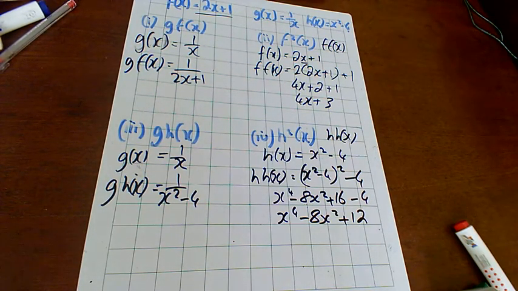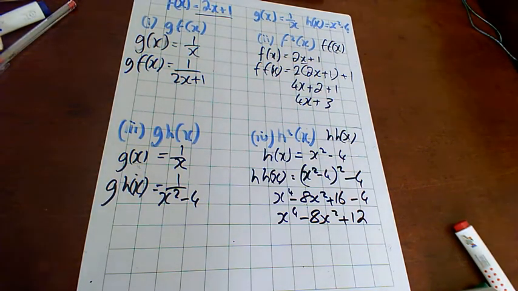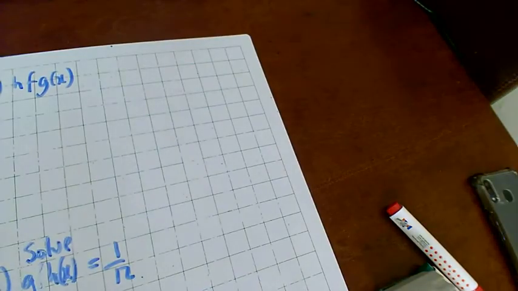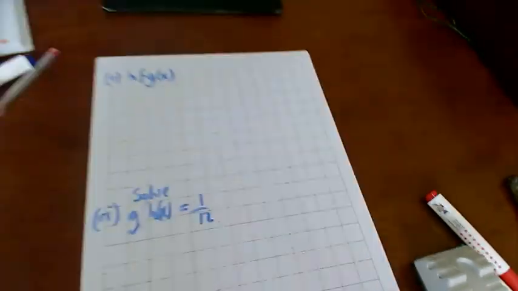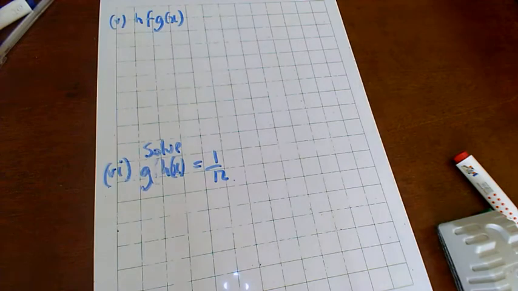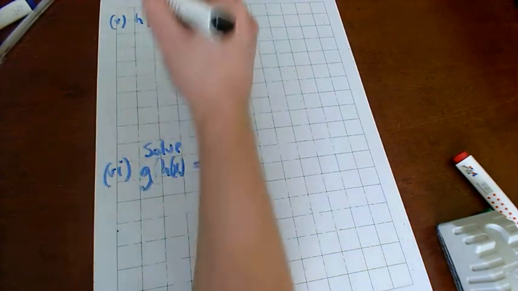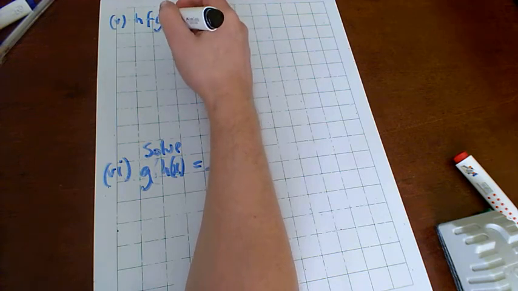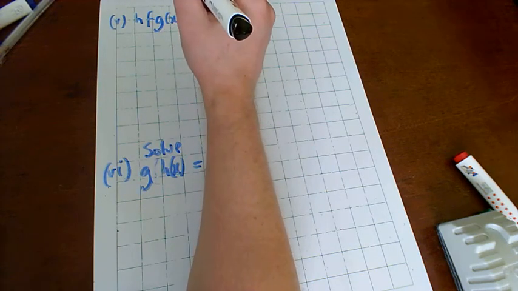Okay, so that's the first 4. Here I think is a question similar to one that came up in the exam papers that I was asked earlier on in lockdown. It's asking for the hfg of x. So what you're doing is substituting the g into the f, and then when you simplify that, you're going to substitute into the h.